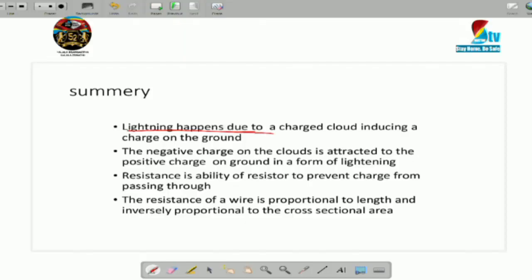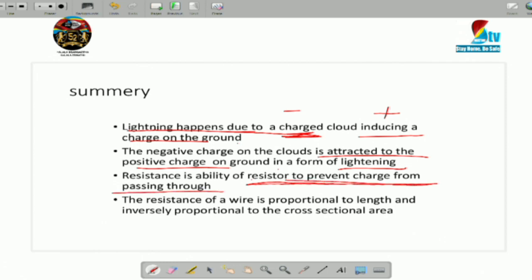Thank you very much. We've come to the end of our lesson. What have we covered? Let's just have a quick reminder. We've talked about lightning, and lightning happens due to the discharge of a charged cloud inducing a charge on the ground. So we have a negative charge inducing a positive charge on the ground. The negative charge on the cloud is attracted to the positive charge on the ground in the form of lightning or a large spark. We also talked about resistance, which is the ability of a conductor to prevent charge from passing through. The resistance of a wire is proportional to the length and inversely proportional to the cross-sectional area.